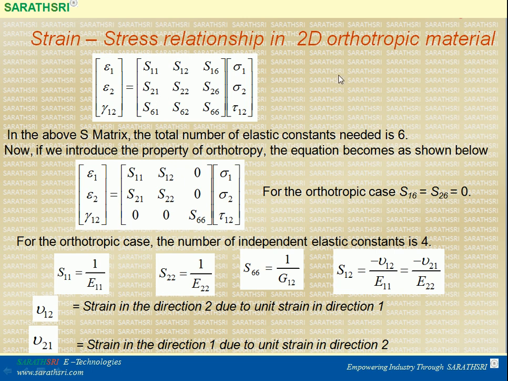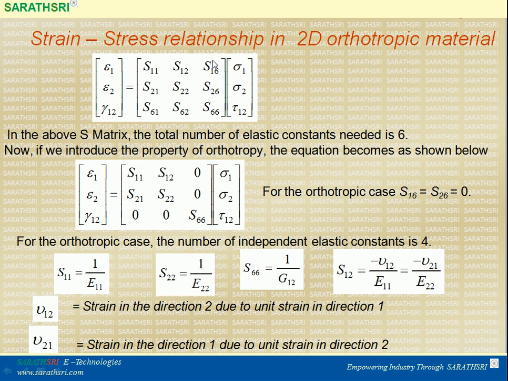Same with this two-dimensional approach, we can see that in case of anisotropic material, these are all the elastic constants required to define a strain field or a stress field. In case of orthotropic material, these components will become zero, because the extension shear coupling won't happen. So only these four components exist: S11, S22, S66, and S12.